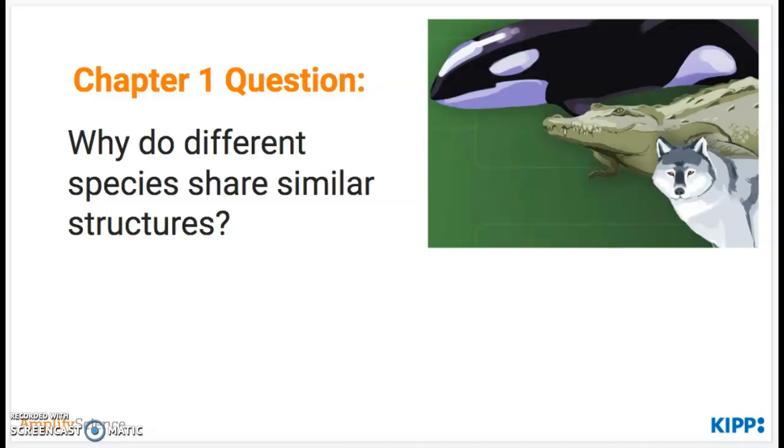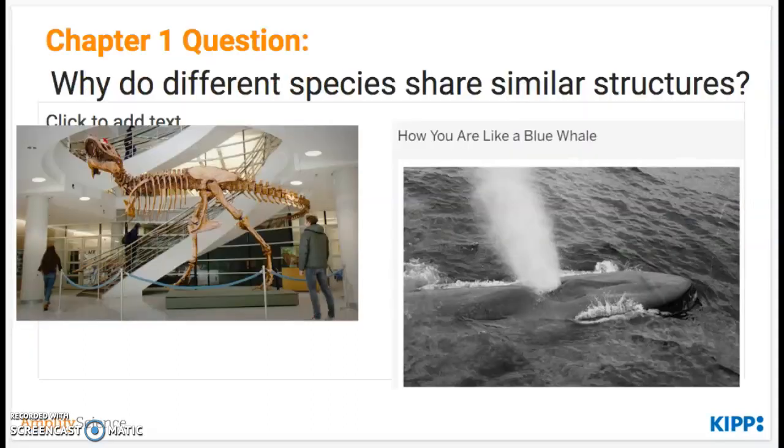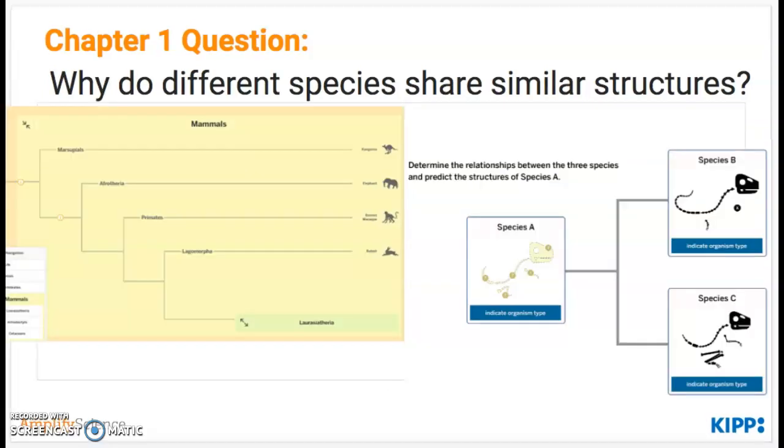Chapter 1 focuses on the question, why do different species share similar structures? Students watch a video that shows the fossil being discovered and brought to the museum. And they read an article that illuminates the many similarities that we share with blue whales, the largest living organisms on Earth, particularly things like body structures. Students then get the chance to dive into the simulation, which allows students to navigate through an evolutionary tree and trace the history of an organism's ancestry. Students also engage in a modeling activity to determine the similar body structures of two descendant species based off of their common ancestor.